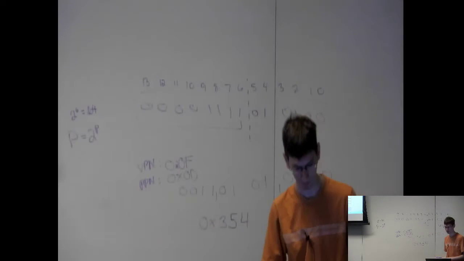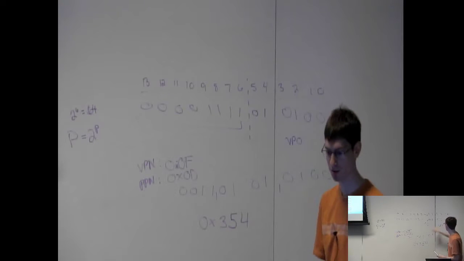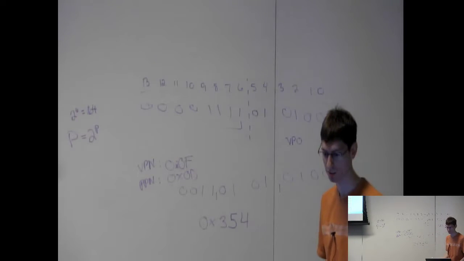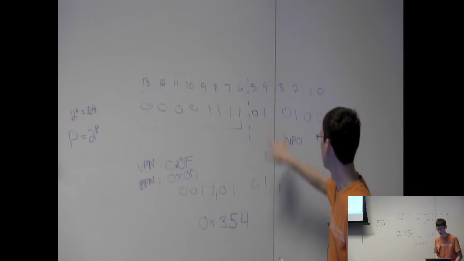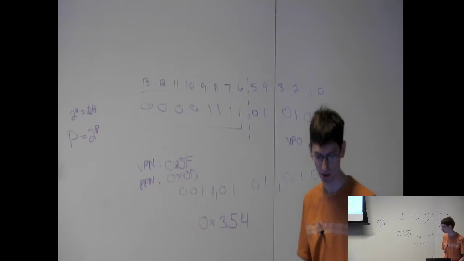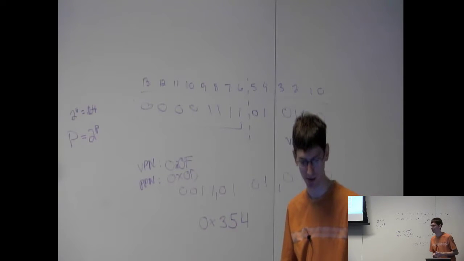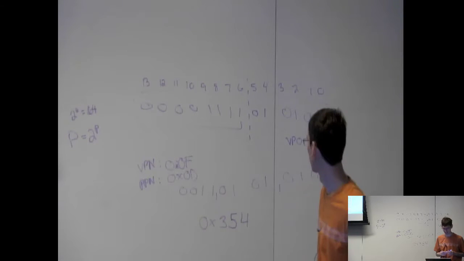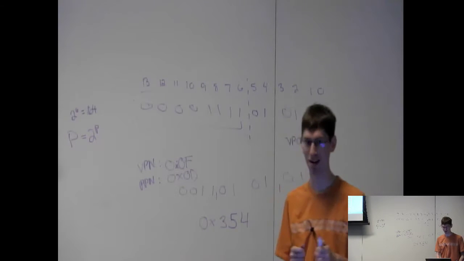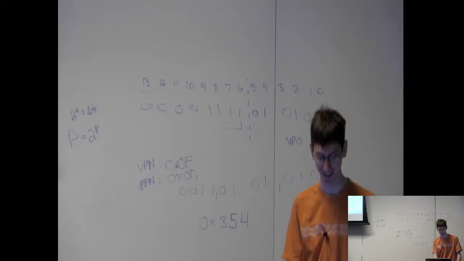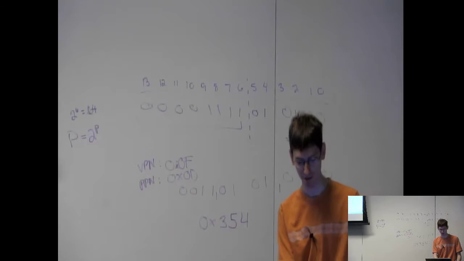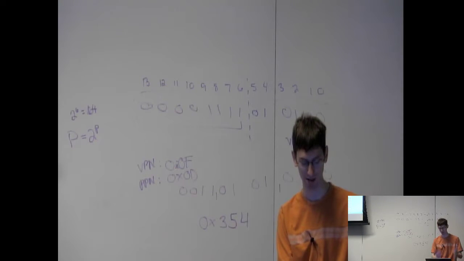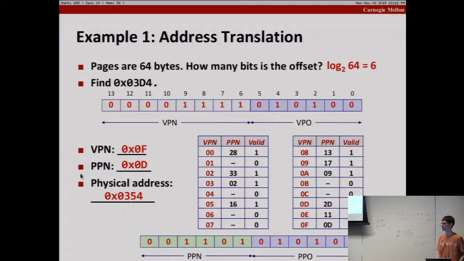So what did we do? We figured out that the page offset was 6 because we knew 64 bytes, so we just took the log. We filled out the bits here by doing hex to binary, which was quite the struggle. So maybe you should practice that. And then we just took this upper half and looked it up in the table to get the physical page number, and then we copied that down there, and now this becomes a new hex number, and that's our physical address.